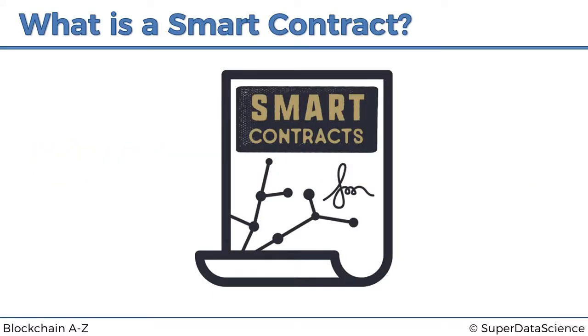Alright, so what is a smart contract? What is it used for and how does it relate to blockchain? Well, despite the name, smart contracts are actually programs which are run on the blockchain. I know it might be a bit surprising that it's called a smart contract while it's actually a program.